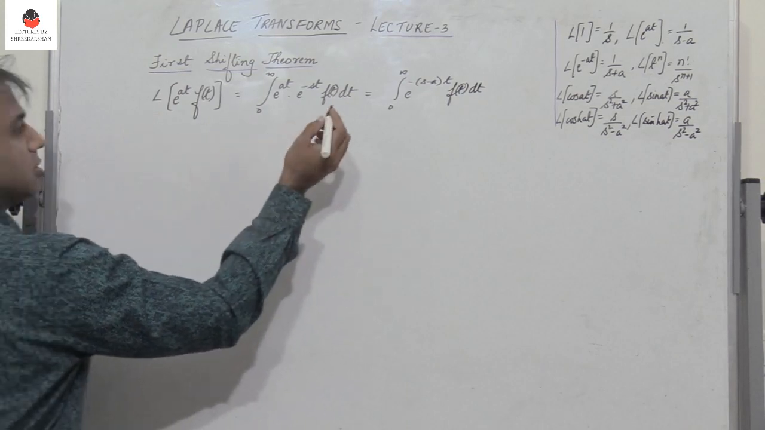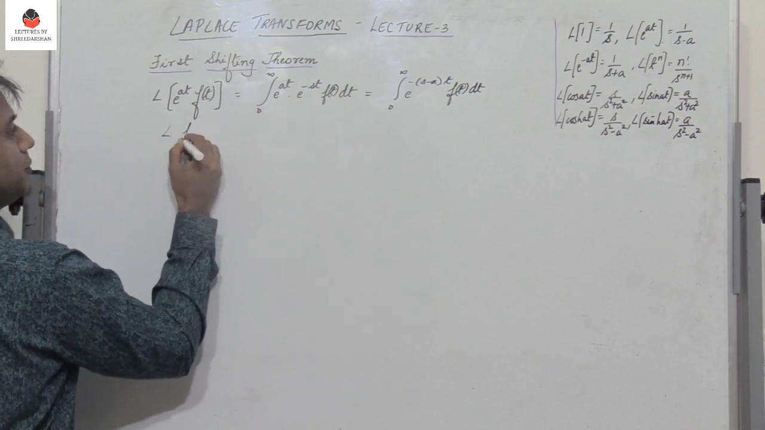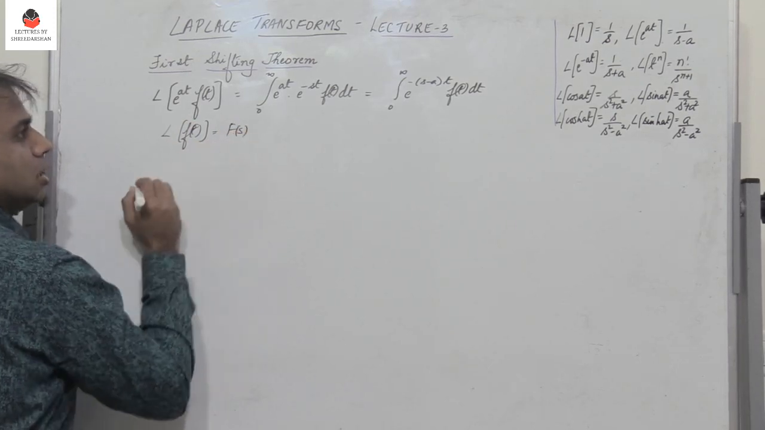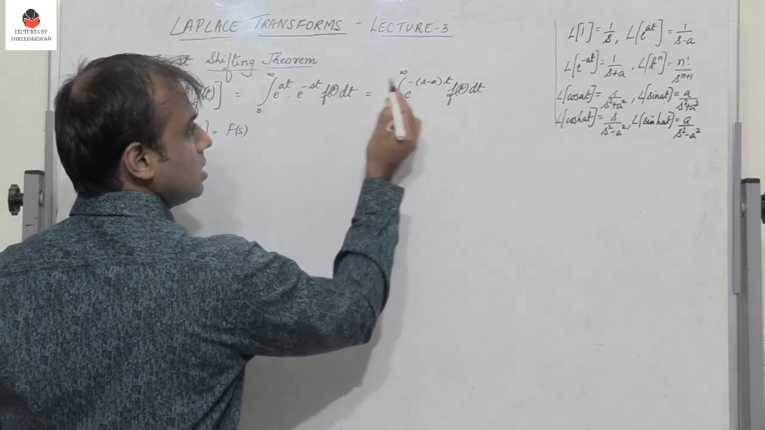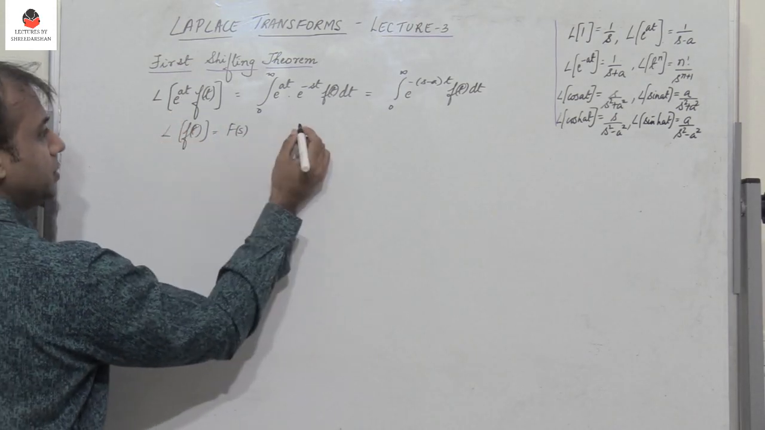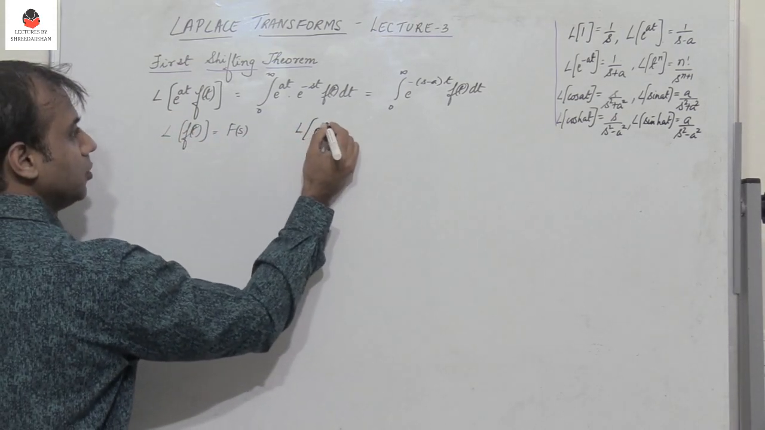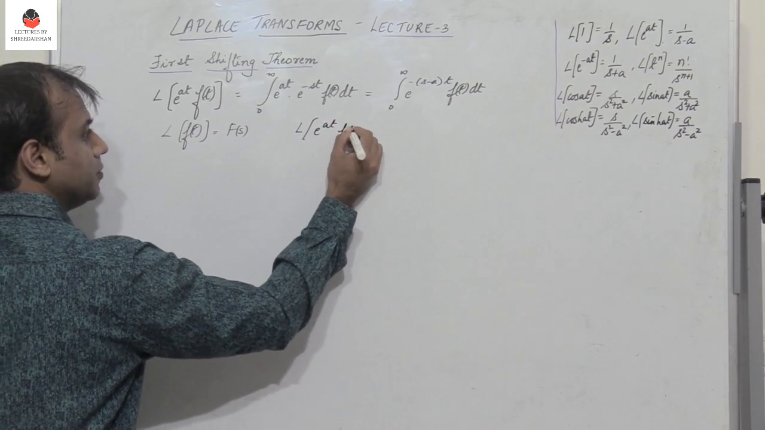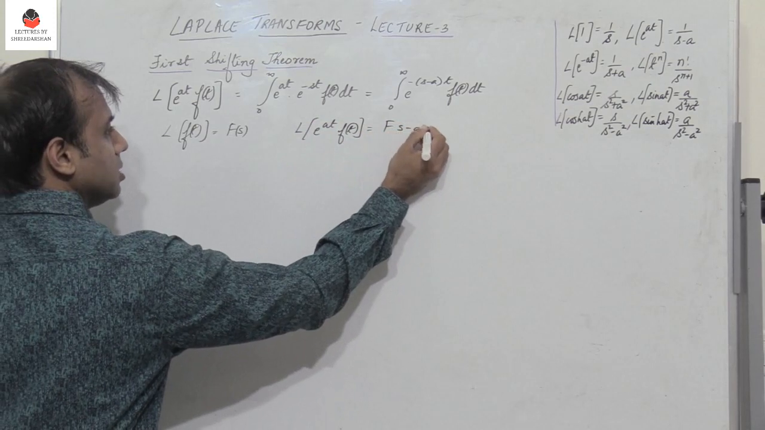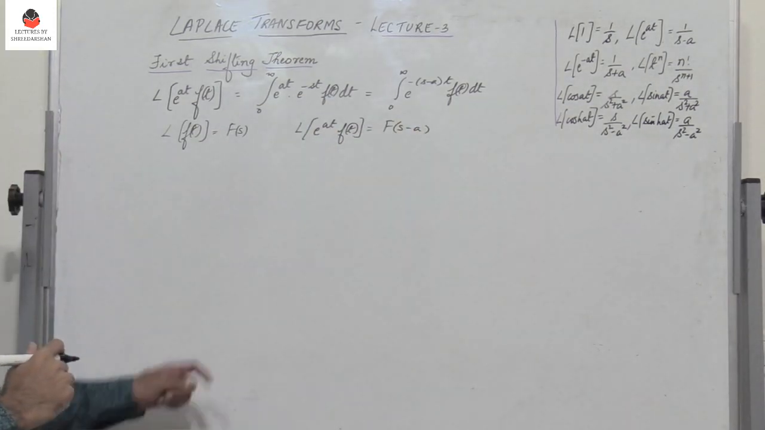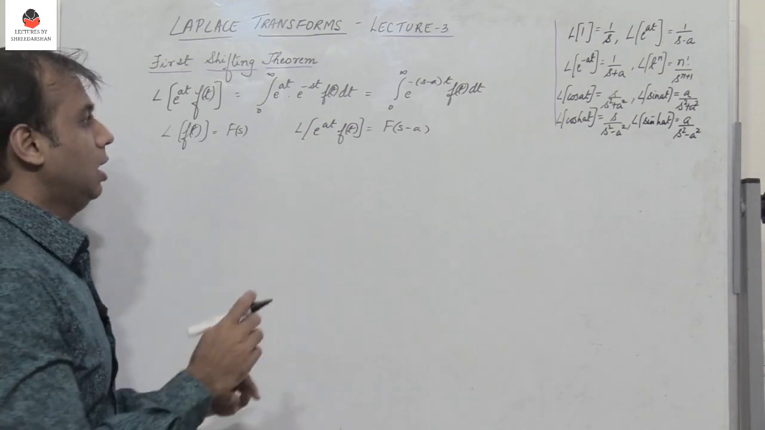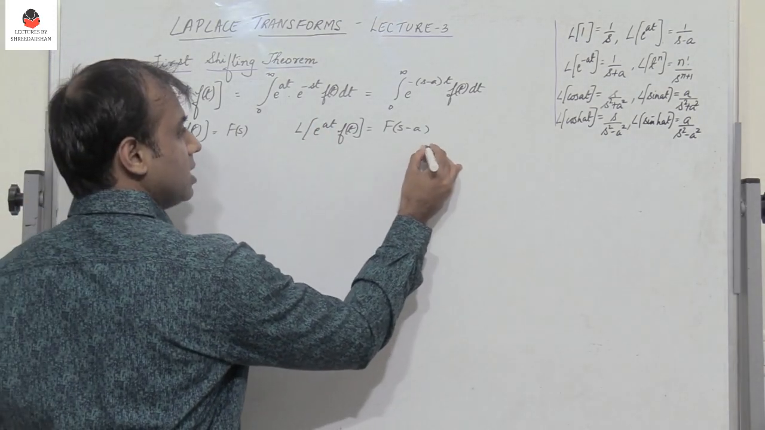So if the Laplace transform of f of t is nothing but F of s, so here instead of s you have s minus a. So therefore Laplace transform of e power at f of t is nothing but F of s minus a. So when I multiply the given function f of t with e power at, you have to replace s by s minus a.